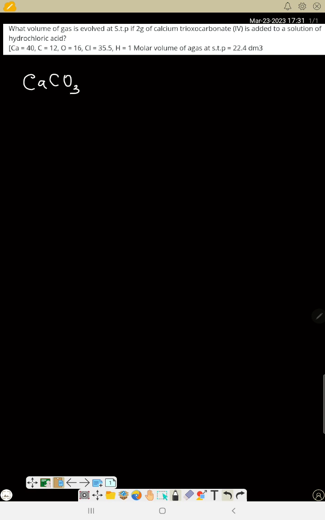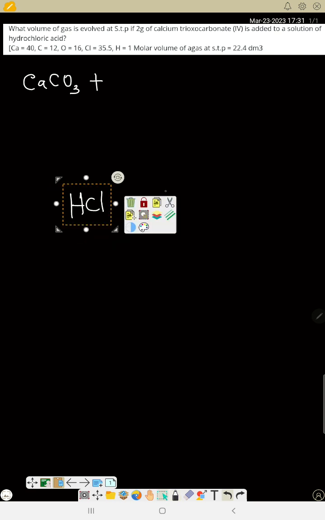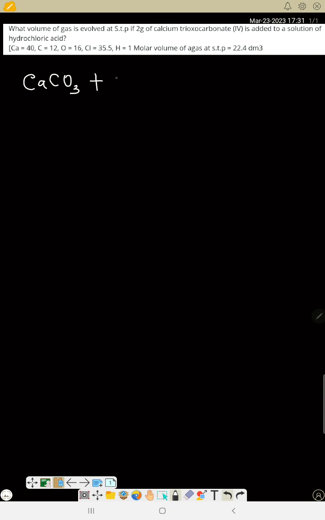So CaCO3 is added to a solution of hydrochloric acid. Hydrochloric acid is HCl. So what should now be the products? This is a double displacement reaction. To know the product, this will react with this and this will react with this. But we need a gas to evolve here, that is CO2.